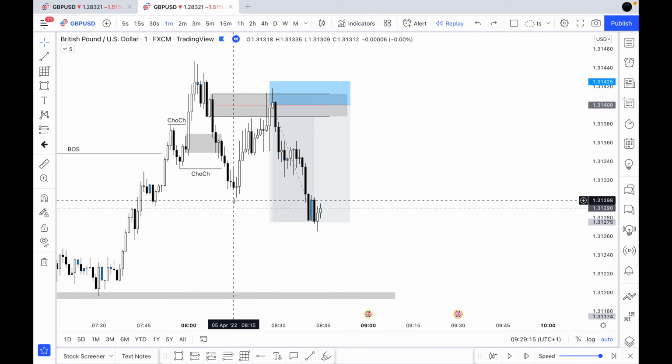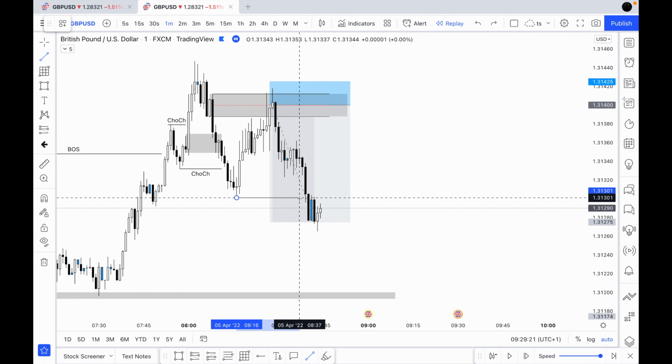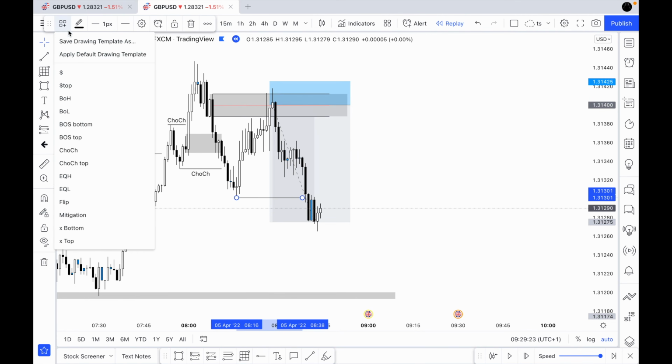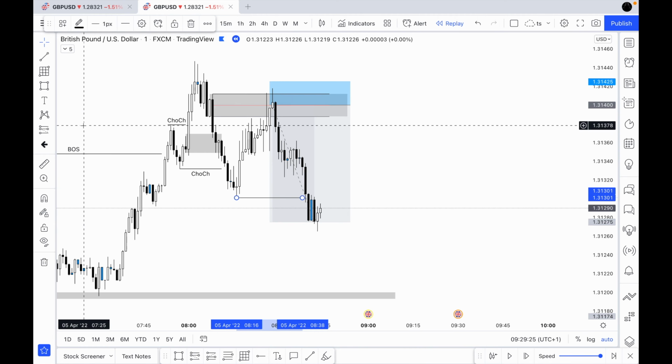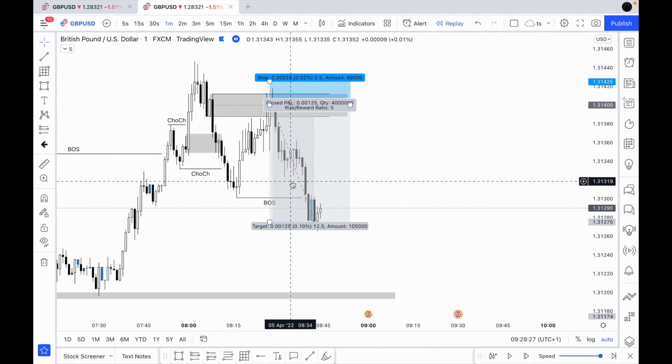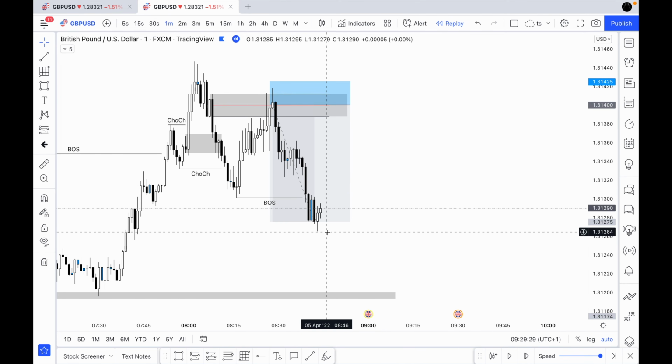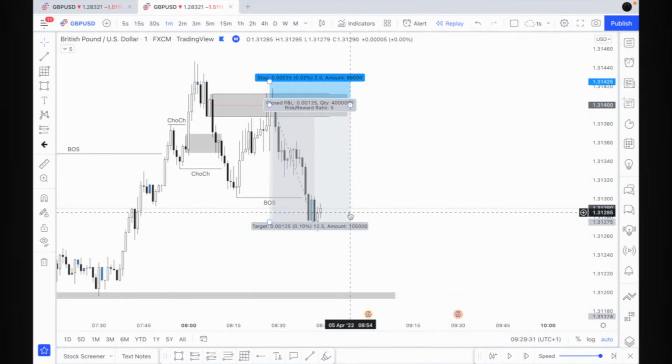We've then had a break of this low, so we are now showing that we've got some bearish momentum in the market. So we've got this low broken, and we've now got a bit of bearish momentum going on. Okay, as you can see, the trade has then hit TP.